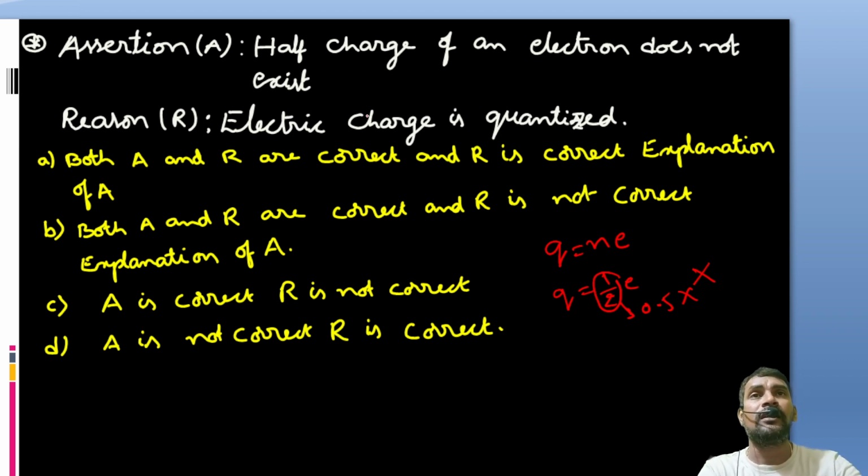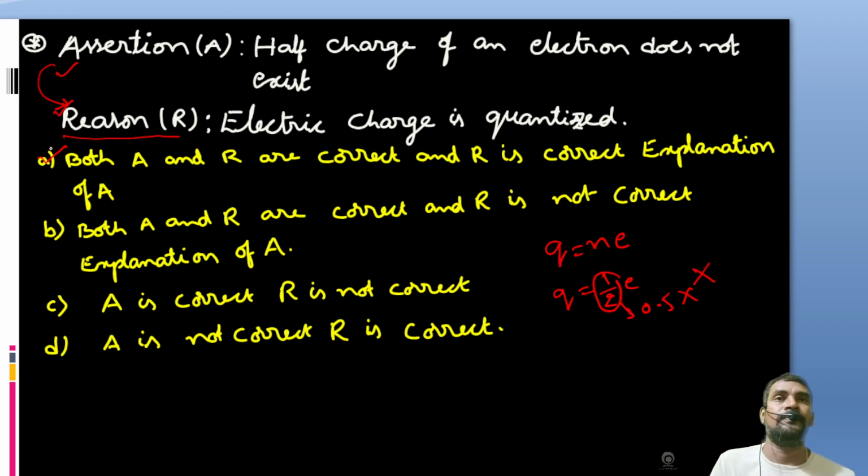So now we'll see the reason. The reason says that electric charge is quantized. Yes, this is the correct reason. So option A is: assertion is true and reason is also true. Electric charge is quantized, we just saw the properties of electric charge. So both A and R are true, and R is the correct explanation of A. So option A will be the correct answer for this question.